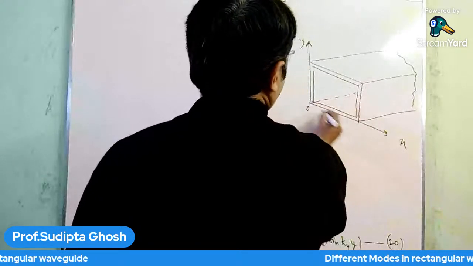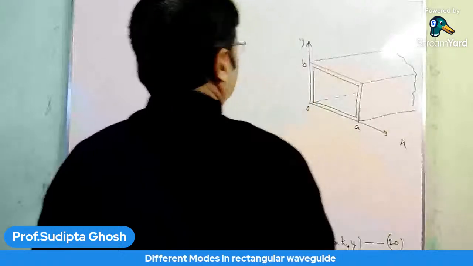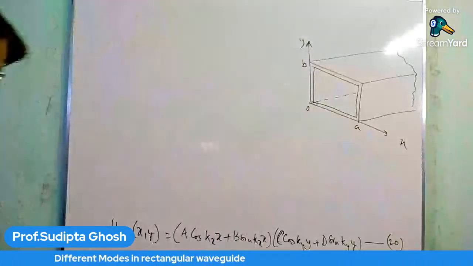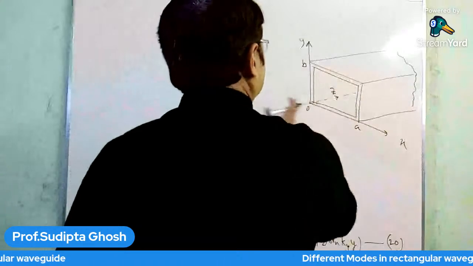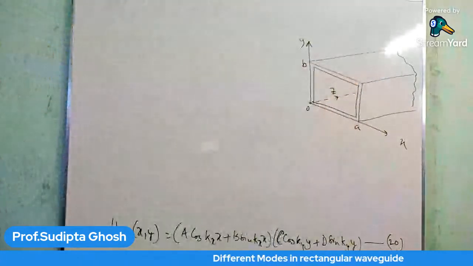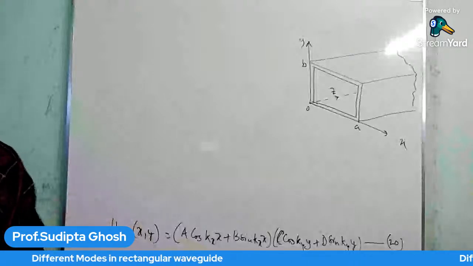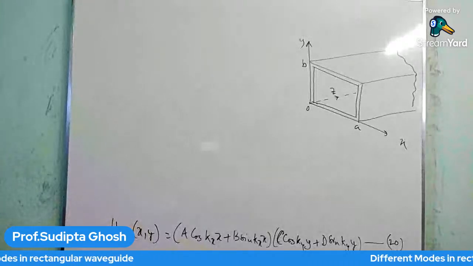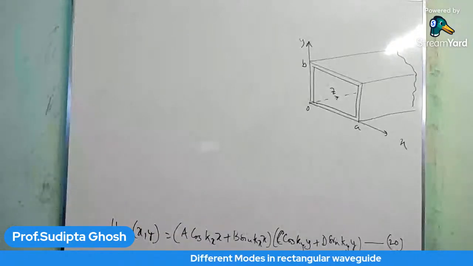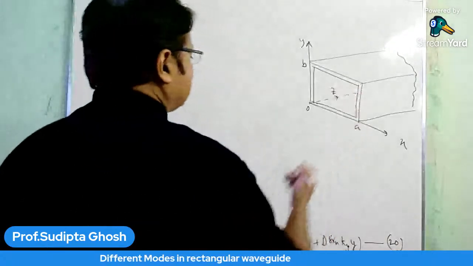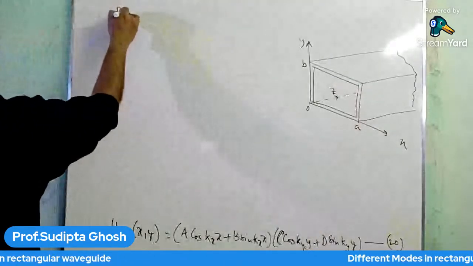Now this is the length A and this is the value of B, and this is nothing but the Z axis. So the waves are propagating along the Z axis, and as the walls of the waveguide are made up of perfectly conducting walls, from this rectangular waveguide structure we can write the boundary conditions.